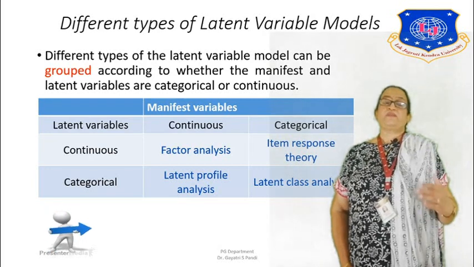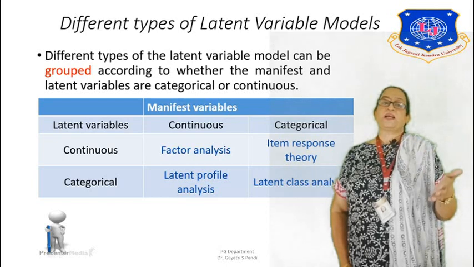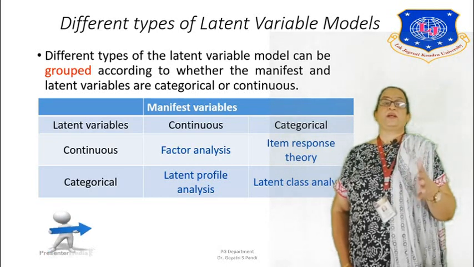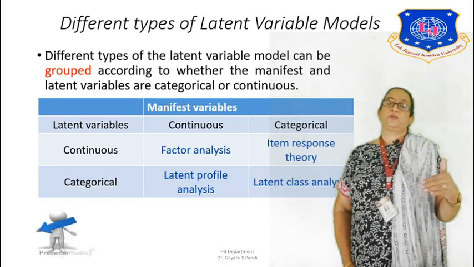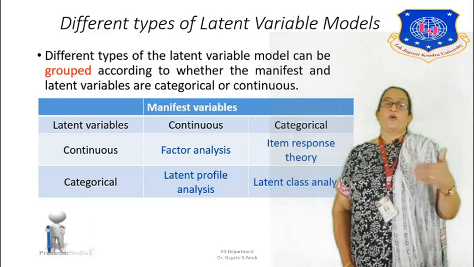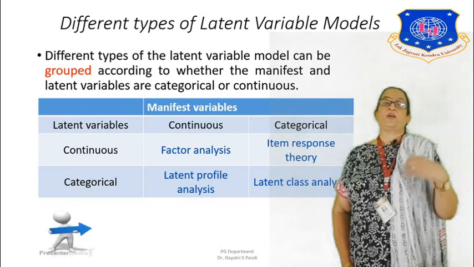Now you can have different types of latent variables. You can have continuous as well as categorical. Manifest variables can also be continuous and categorical. Similarly, latent variables also can be continuous and categorical. So they are grouped according to whether the manifest and latent variables are categorical or continuous.